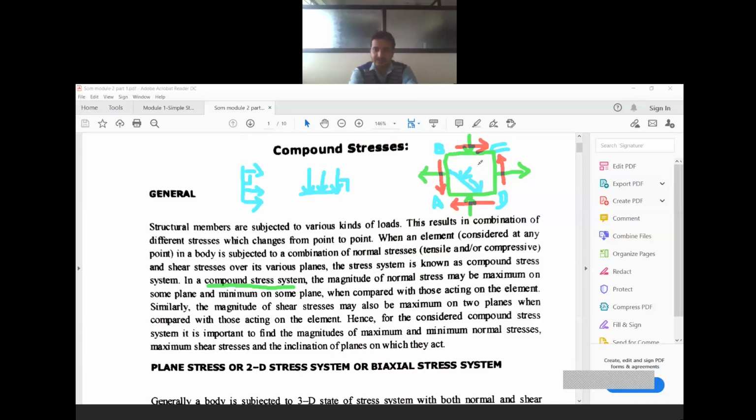The stresses, the principal stresses, are at an inclination. So it is not perpendicular to the plane, it is having some inclination due to compound stresses.